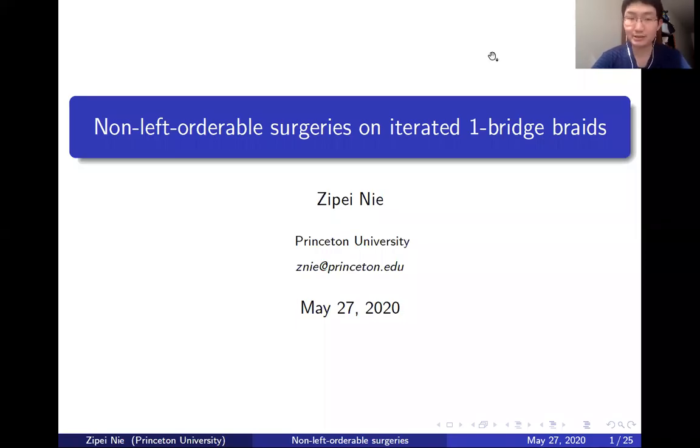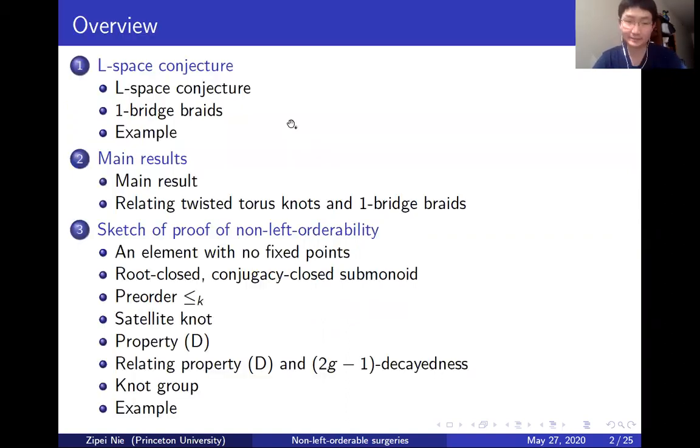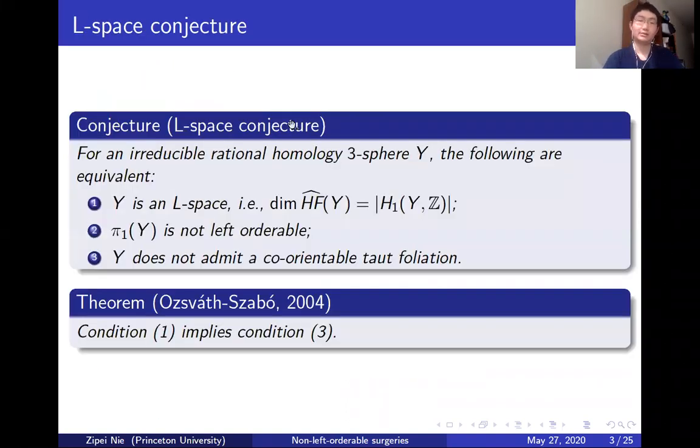Hello everyone, today we are going to talk about non-left-orderable surgeries on iterated one-bridge braids. The L-space conjecture states that for an irreducible rational homology three-sphere, it is equivalent that it is an L-space, or its fundamental group is not left-orderable, or it does not admit a taut foliation.